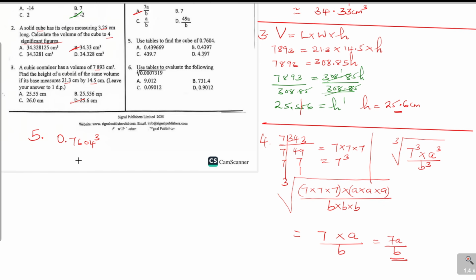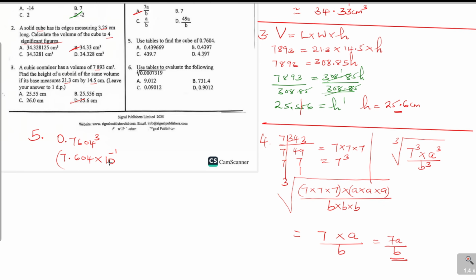Now, when you go to the tables of cubes, remember you'll not get these the way it is. The tables of cubes run from 1 to 9.9. So you have to write this number in standard form. 0.7604 in standard form will be 7.604 times 10 raised to power. Look at where you have placed the decimal. To go back to where the decimal was, you move one step backwards, so that is -1.